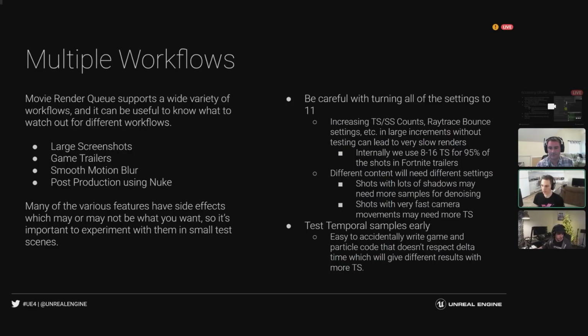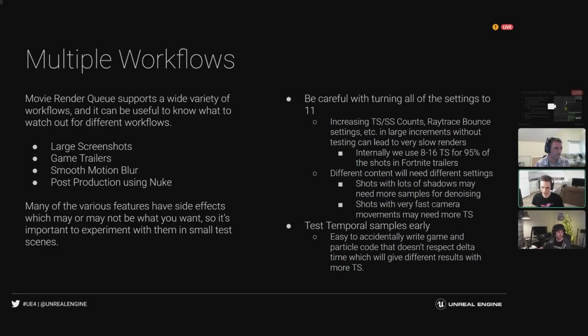There are, to some extent, diminishing returns after some point, as we saw earlier, where 8 temporal samples didn't look too much worse than 16 temporal samples. If you did 32 temporal samples, the difference is going to be smaller. So play with the numbers, like try 1 temporal sample, try 5 temporal samples, or whatever. Internally, we use 8 to 16 temporal samples for 95% of the shots in Fortnite trailers. That is a real world use case: most of the time we don't go above 16.